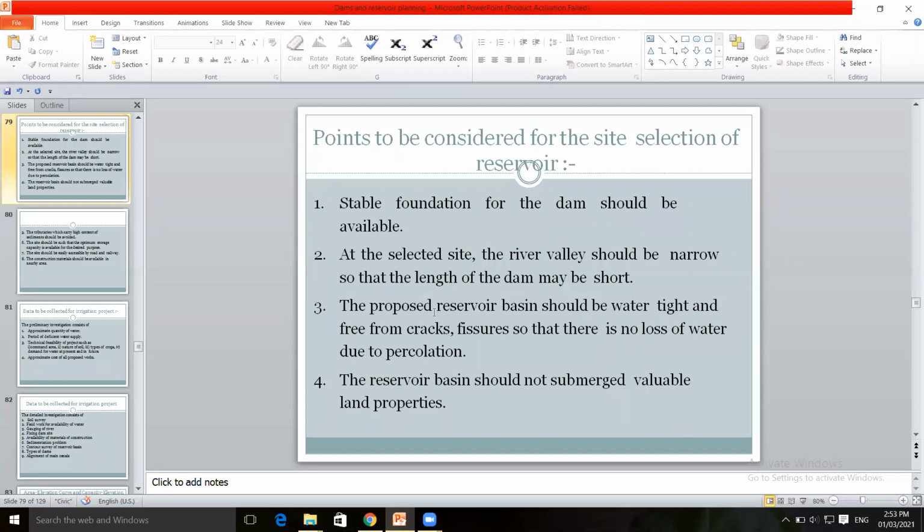This is the third point. Fourth point is the reservoir basin should not submerge valuable land or properties. If there is valuable land or property which has more importance, then you should not select that site. That should not be under this reservoir basin. Such a site should not be selected. Valuable properties should not be submerged.